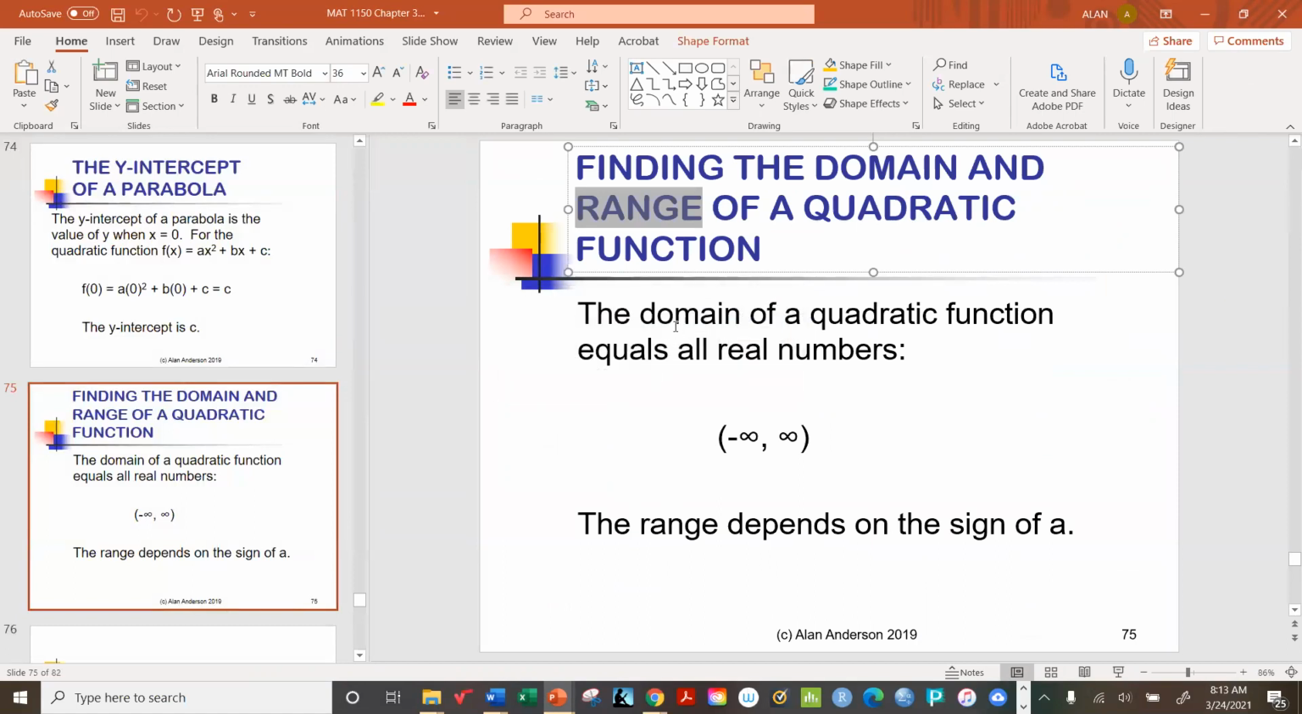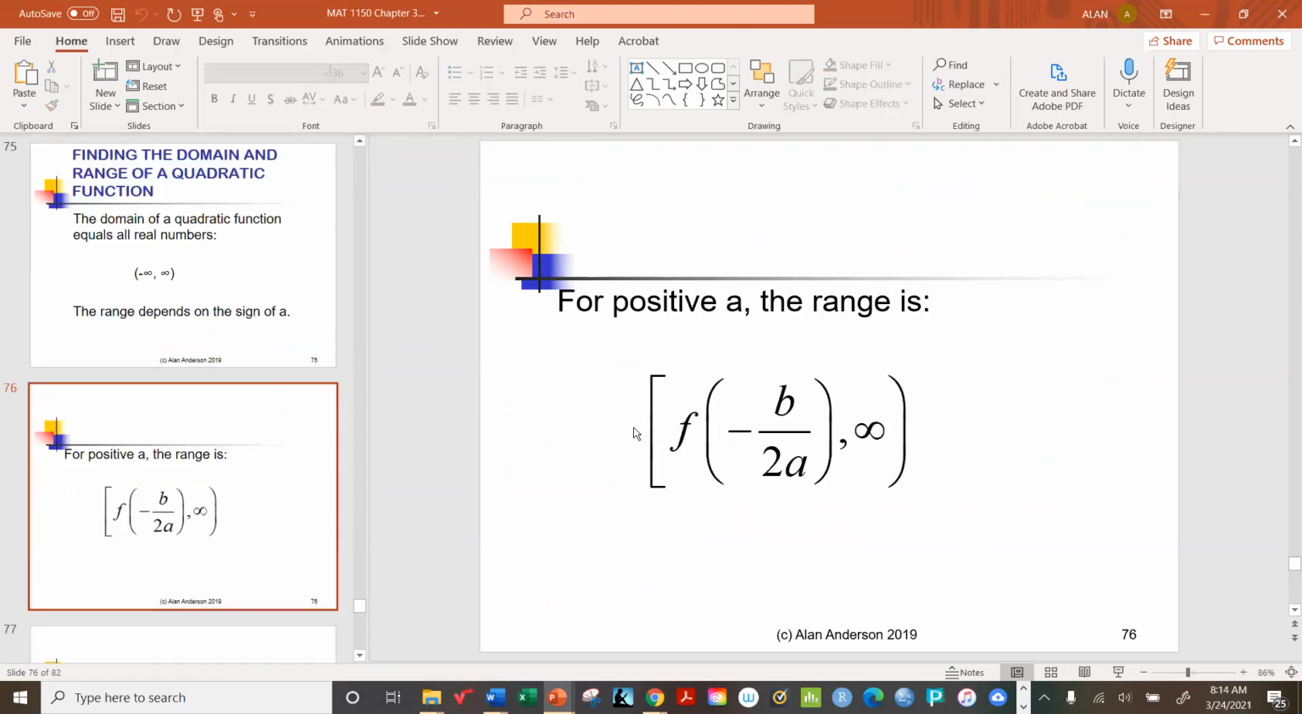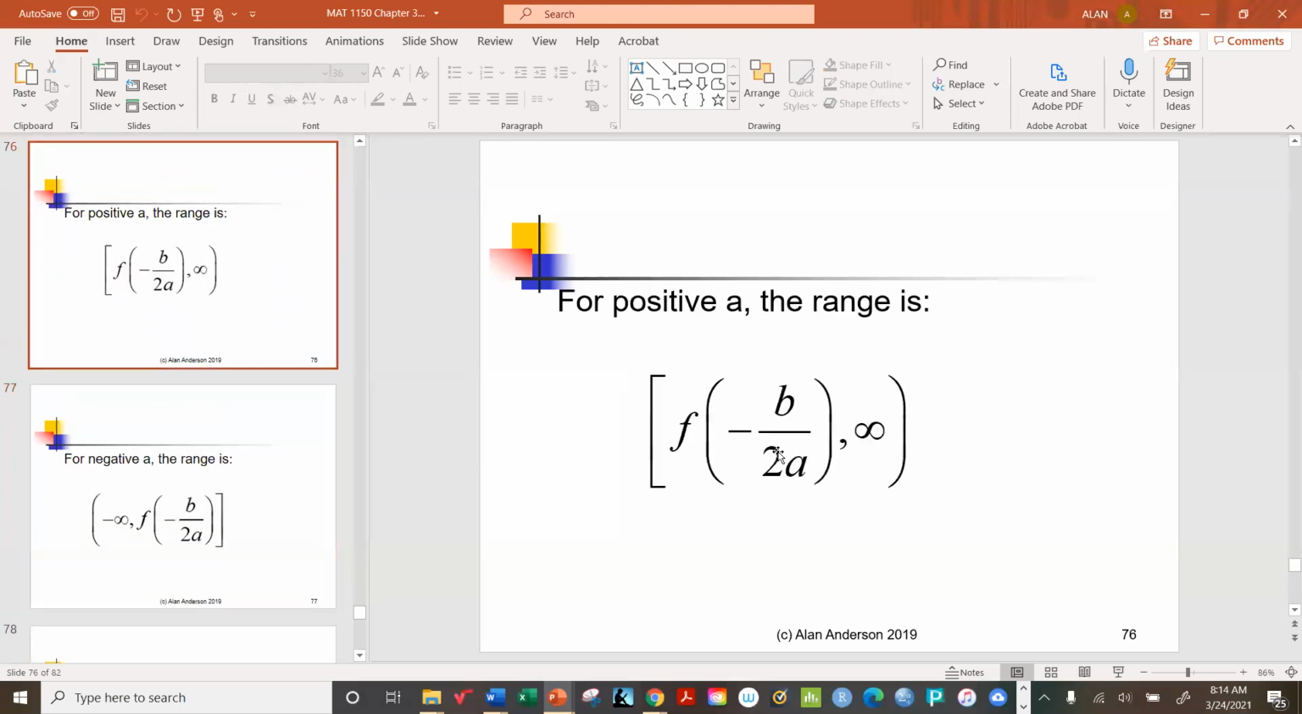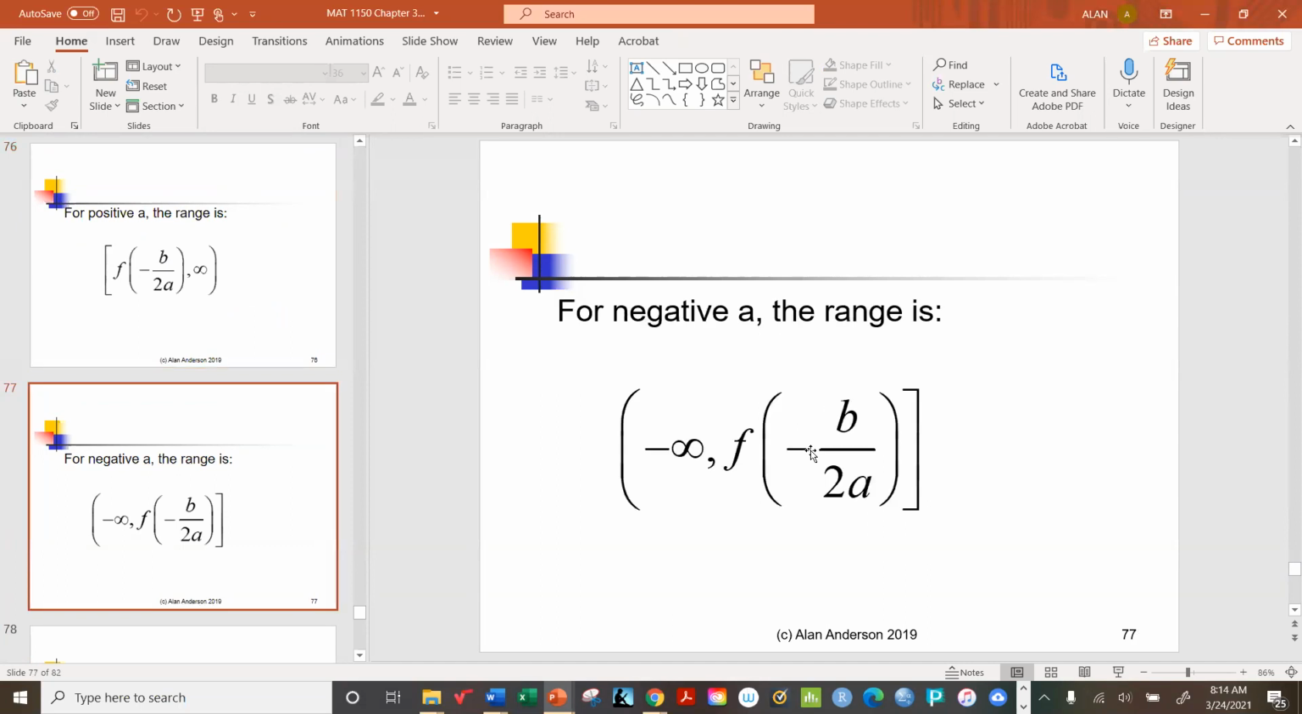Okay, here we are. So this is in 3A, slide 75. The domain of a quadratic function equals all real numbers. The range depends on the size of a. So if a is positive, then we use this formula for a range. If a is negative, then we reverse it. That's all. In other words, here we have this function as the lower limit. Infinity is the upper limit. Whereas here, the lower limit is negative infinity, and this number becomes the upper limit.